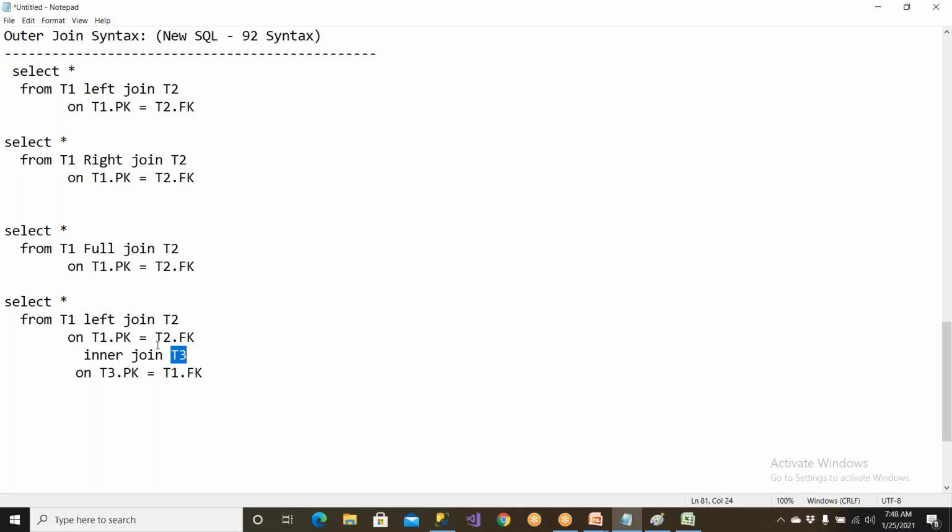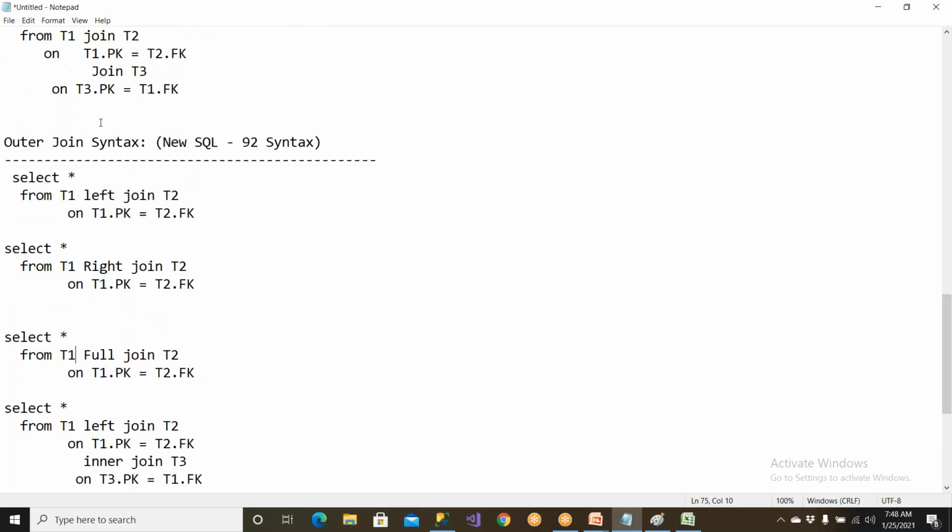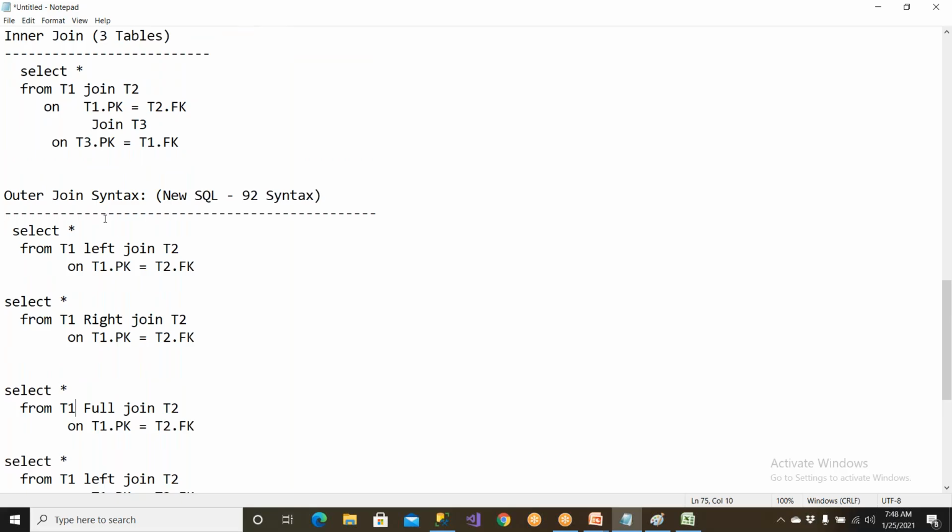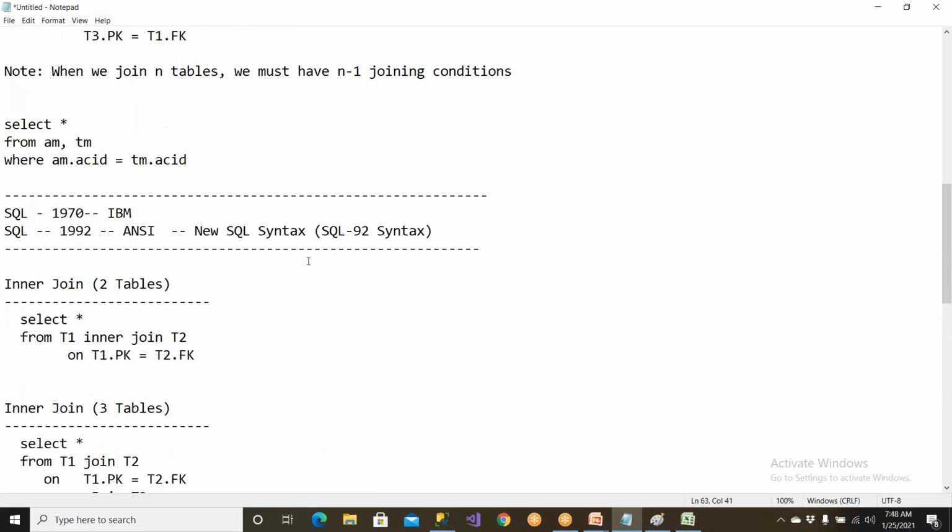Am I clear? So there is no old syntax. This is how you should be able to use outer join. Outer join always uses only the new syntax. There is no old syntax. But for the inner join, you can have old syntax or new syntax, but it is better to follow the new syntax only. Clear? So apart from this, you can write where clause, group by clause.